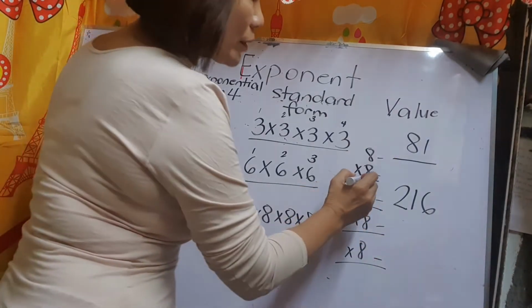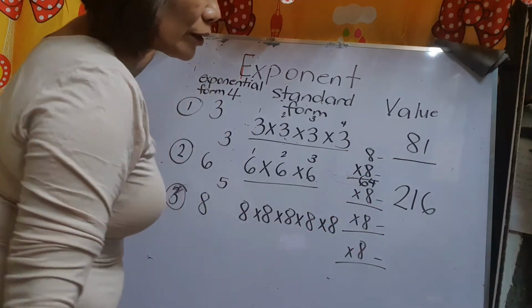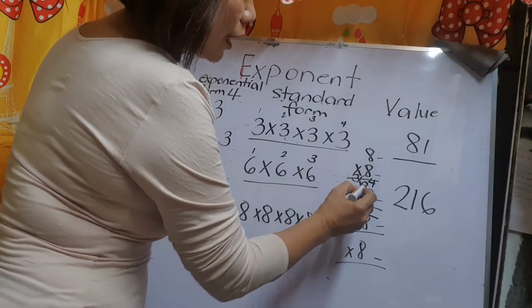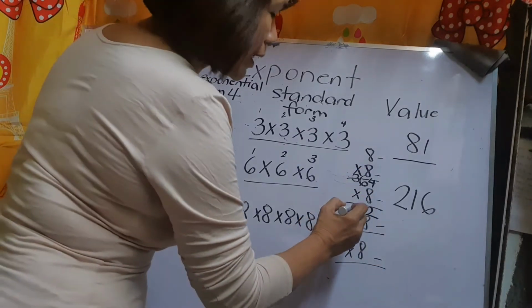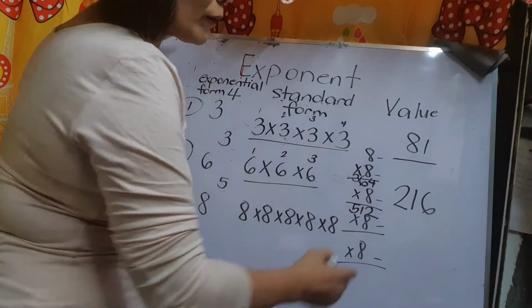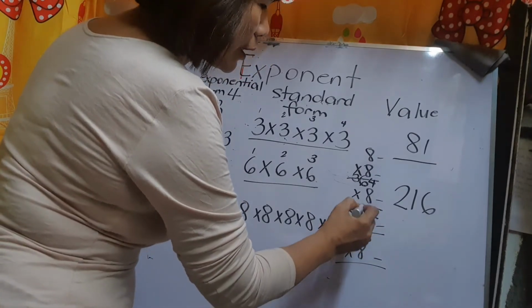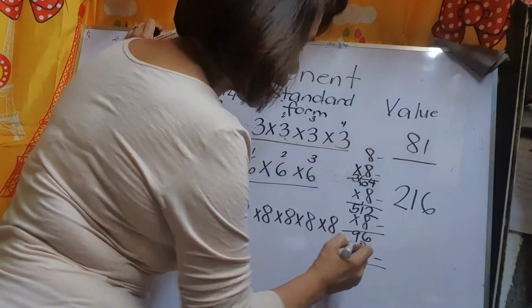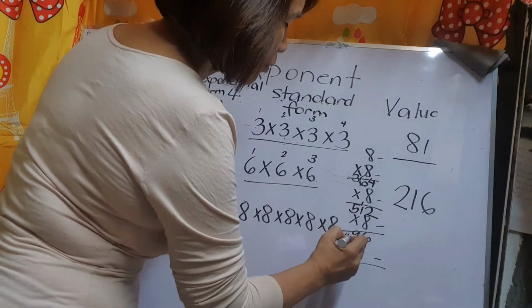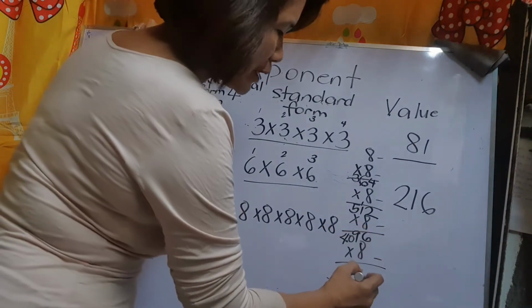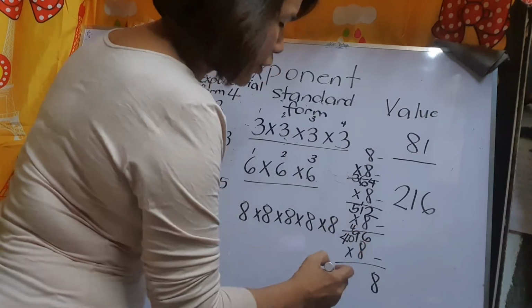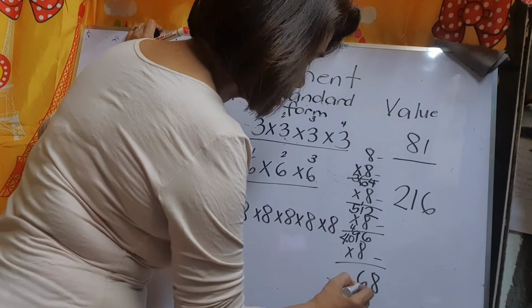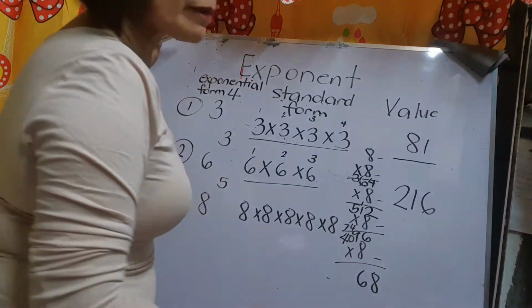So 8 times 8 is 64. 4 times 8 is 32. Carry 3. 8 times 6 is 48, plus 3 is 51. 5 times 2 is 16. Carry 1. 8 times 1 is 8, plus 1 is 9. 8 times 5 is 40. 8 times 6 is 48. Carry 4. 8 times 9 is 72, plus 4 is 76. Carry 7. 8 times 0 is 0.